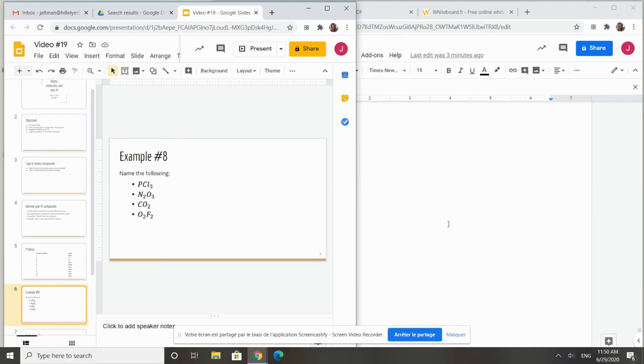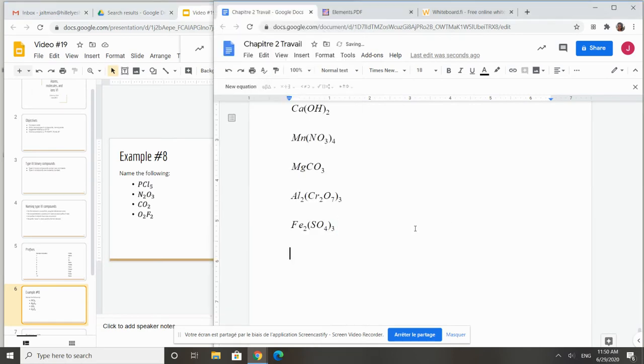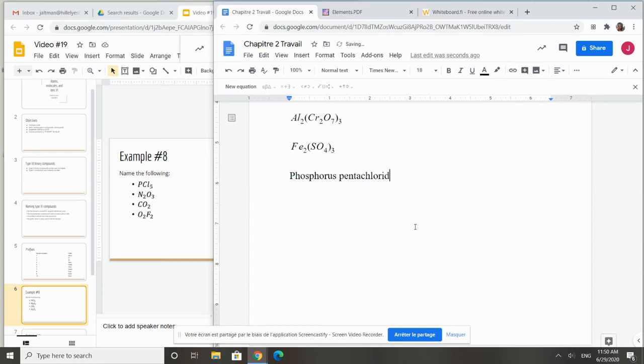So there's no crisscrossing, there's no checking the charges on the periodic table because those charges only typically apply when we're dealing with ionic bonding. So this is phosphorus pentachloride. Don't need any mono in the first one.